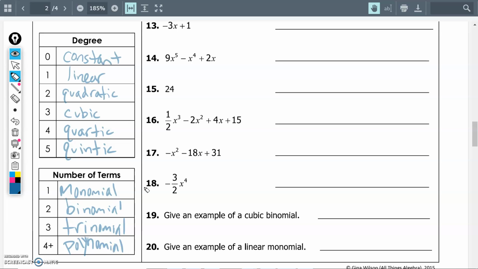So we're going to define each of these by a degree and then a number of terms. For example, number 14, the highest is fifth, so we say quintic. And there's 3 terms, so we say it's a trinomial. So altogether, it's a quintic trinomial. Number 17, or let's do 18. The highest degree is 4, so we say quartic. And there's only 1 term, so we say monomial. You'll have to memorize these degrees and numbers.